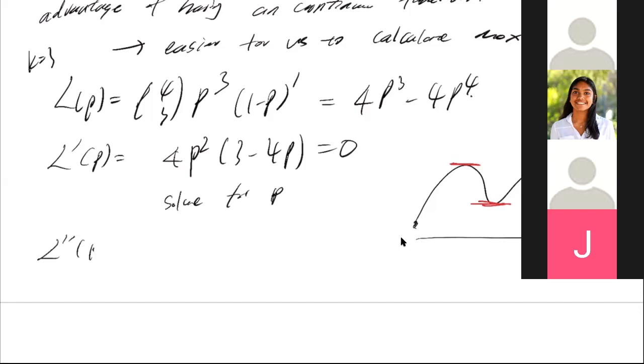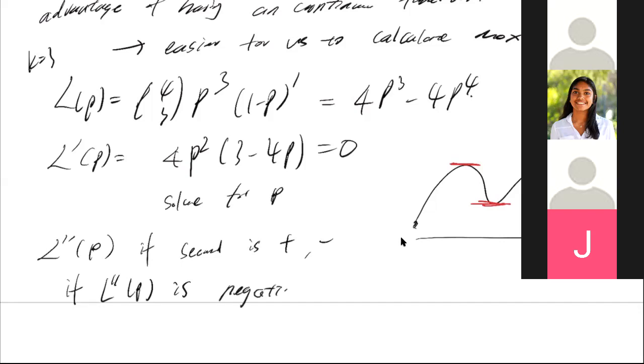And then we do a second derivative, and we check whether the second derivative is positive or negative. If the second derivative is negative, that is concave down.